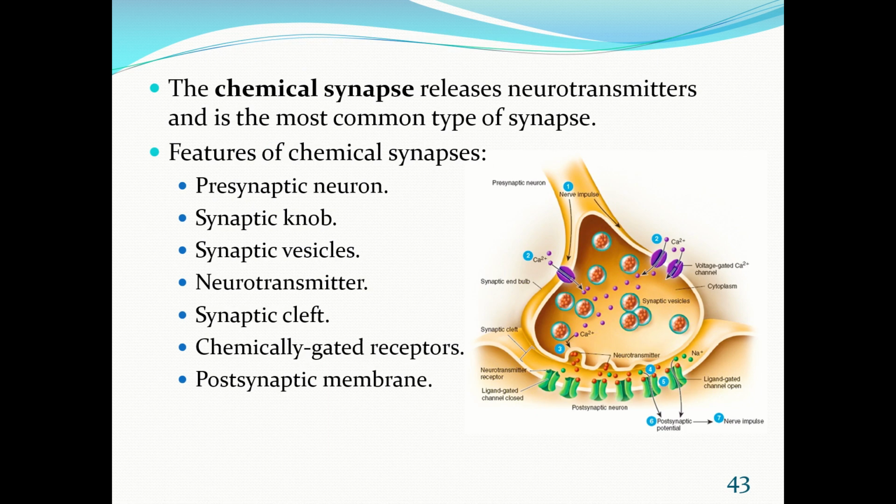The chemical synapse will release neurotransmitters and is the most common type of synapse found. The features of the chemical synapses include the presynaptic neuron, the synaptic knob, which is also called the axon terminal, and synaptic vesicles, which are going to contain the neurotransmitters. When the neurotransmitters are released, they're going to diffuse across the synaptic cleft, where they'll bind to chemical-gated receptors on the postsynaptic membrane.